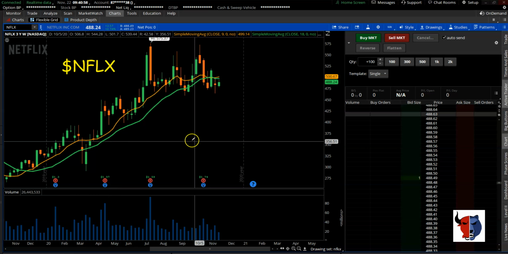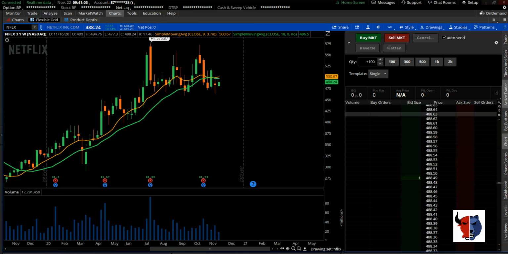Okay. So moving on to Netflix. One thing that immediately pops out is a support level that it has been testing, which used to be the resistance level, right? So if I draw a little line here, this is right here, right? So this used to be resistance, and now this is support, right? So it's been acting as a support level.